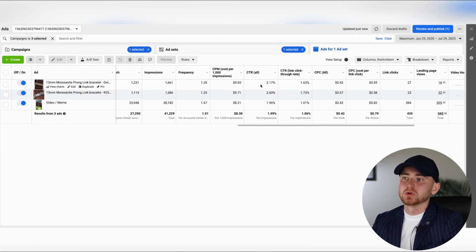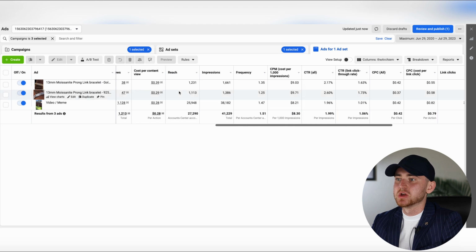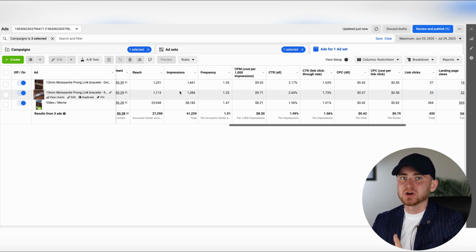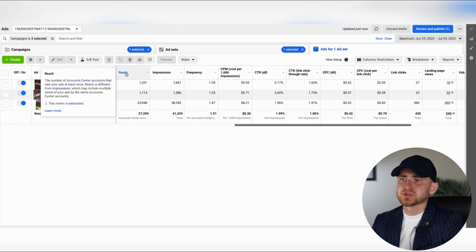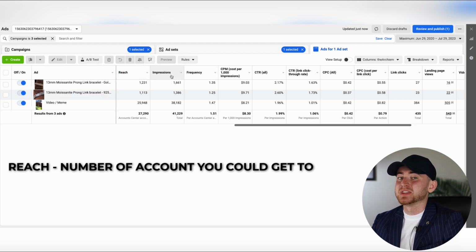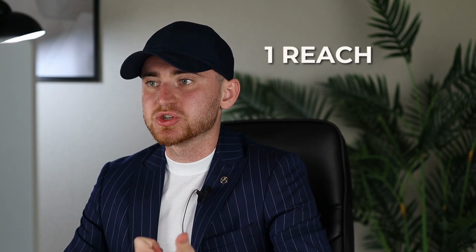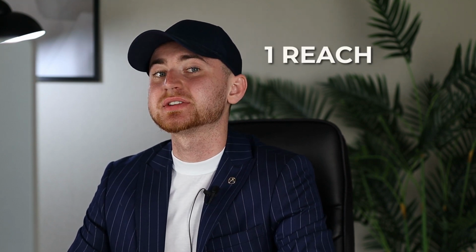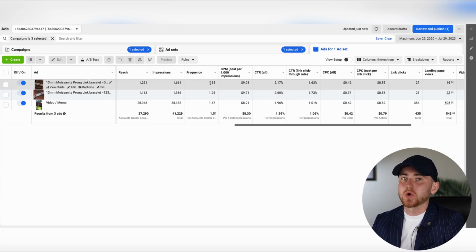We also want to look at how many views we've got for every product page. And then some other metrics that we don't pay that much attention to, but it's good to know, are reach, impressions, and frequency. If you don't know anything about this, reach is the number of accounts that you could get to. The impressions are the number of times people saw your ad. If, for example, I saw your ad once, that is considered one reach, but if I see the same ad 2 times, that will be considered 2 impressions. And frequency tells us how many times a person saw an ad on average.